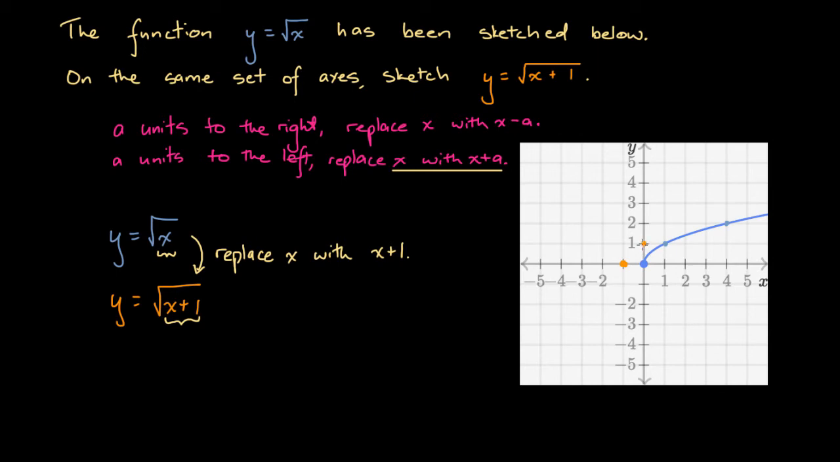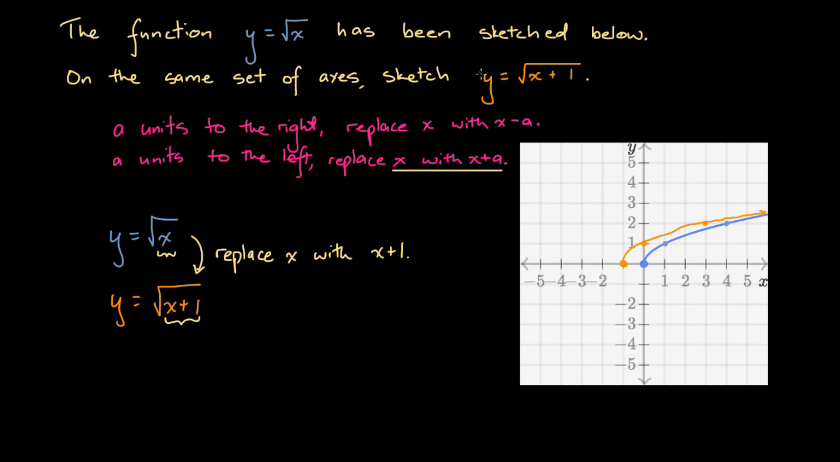So we're going to have this point in orange and this point in orange as part of the curve. And so we can connect these up and draw our function, and it's going to look something like this. That's a rough sketch, but that's okay. You sort of get the idea of what it's going to look like.